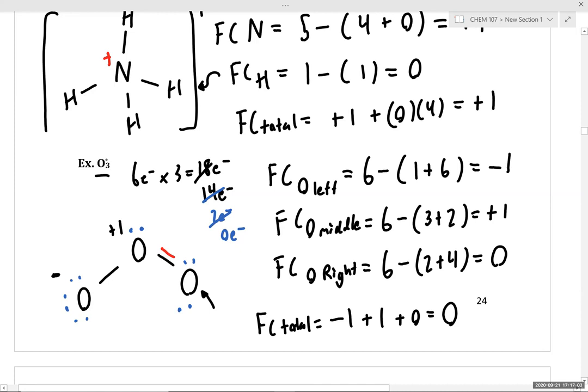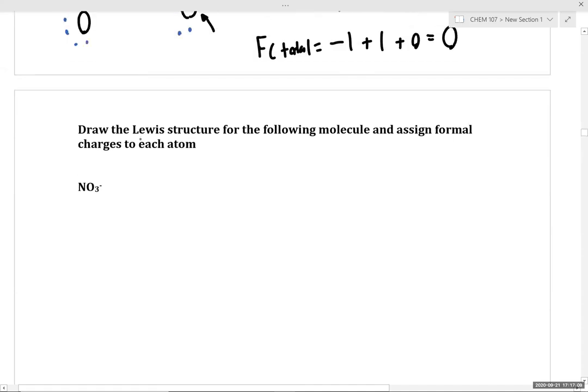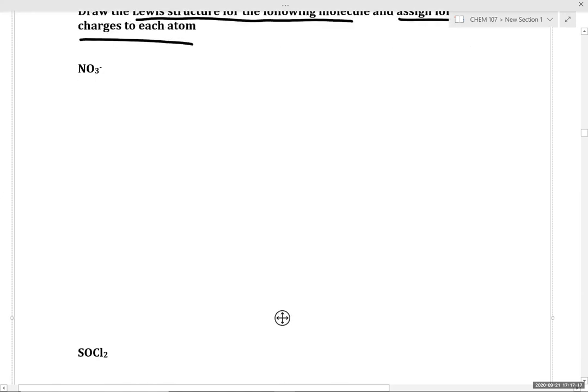If not, let's keep going then. Let's do some examples where we draw the Lewis structure for the following molecules and assign formal charges to each atom. So I've demonstrated a few examples for you. I'll do the first one and you can handle the second one. So let's look at nitrate.